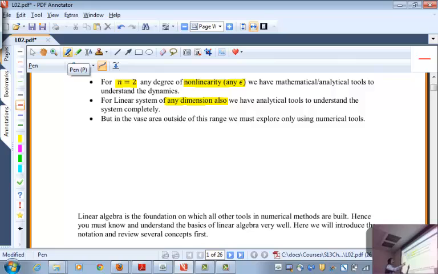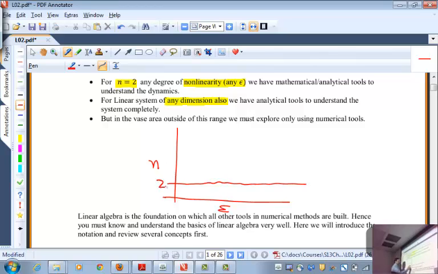So we're going to draw this diagram here, where we plot, for example, n on one axis and epsilon on another axis. If I put n equal to 2, then for n less than or equal to 2, any degree of nonlinearity, we can understand, analyze, and study the problem. For any dimension, if epsilon is 0, essentially on this line, we also know for linear systems. But there is a huge space here where we know nothing.